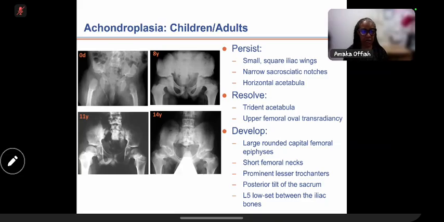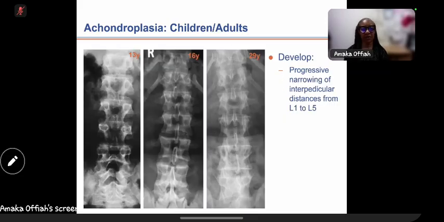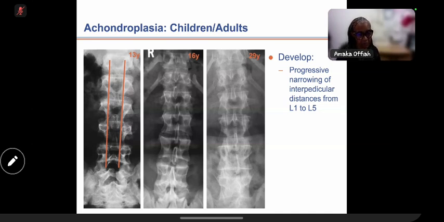Of course, by the time the child is 5 or 6 years old, maybe even younger, you don't need the radiographs to make a diagnosis of achondroplasia because the clinical presentation will be very clear. Then this progressive narrowing of the interpedicular distances from L1 to L5 that we see in achondroplasia is not something you will see in the infant spine. So don't be dissuaded from making a diagnosis of this in an infant because the interpedicular distance is not narrowing.